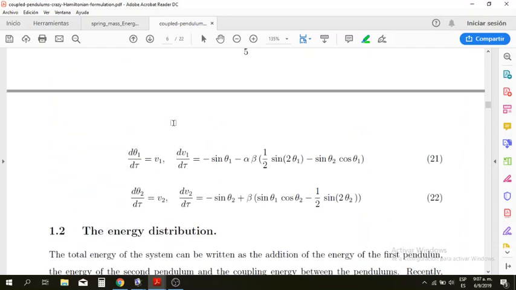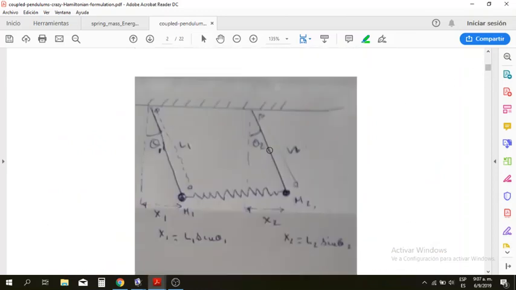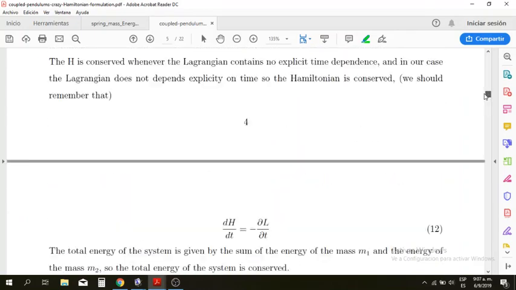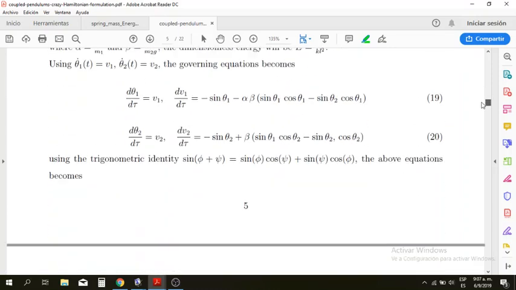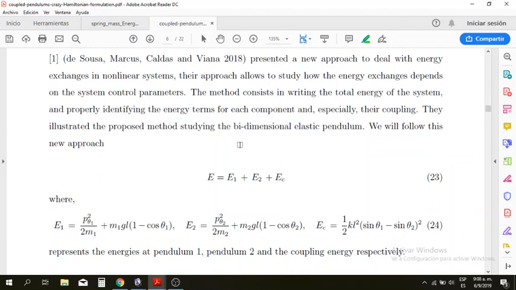A study of the energy distribution in an intrinsically nonlinear system. Our intrinsically nonlinear system is a pair of pendulums connected by a spring. We determine the Hamiltonian, the Lagrangian, the equation of motion, and the energy distribution of the system.